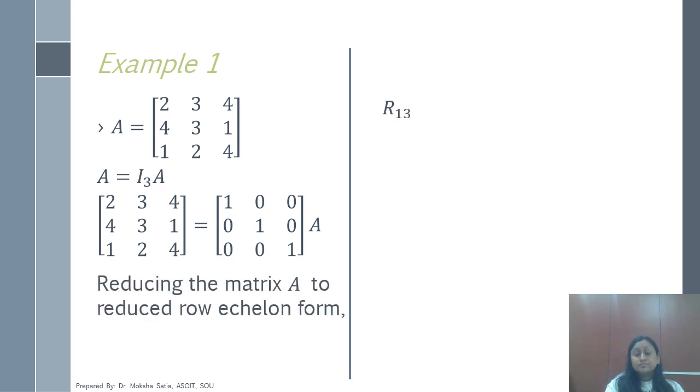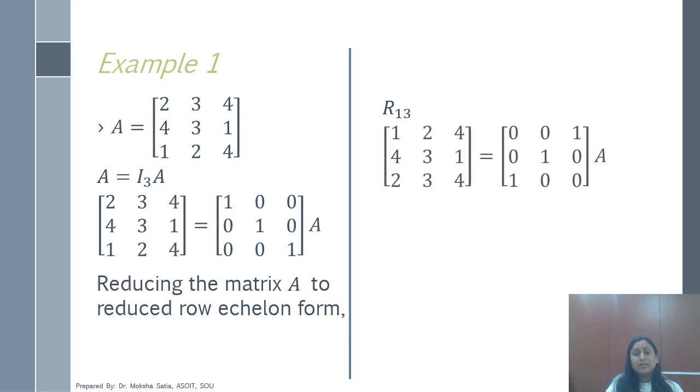So R13 is the operation which will give 1 2 4, 4 3 1, 2 3 4 on the left hand side. The same operation will be applied, and that's why the last row, which is 0 0 1, will come in the place of row 1, and that's why the right hand side will become 0 0 1, 0 1 0 and 1 1 0. In a similar way, we need to have other operations.